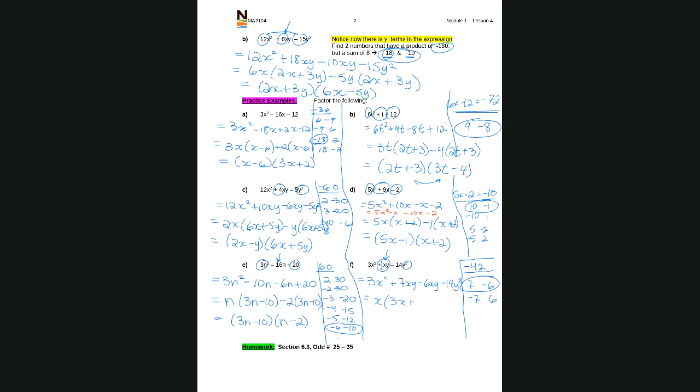Okay, common factor, each pair of terms. Okay, and there's the final answer. Okay, so again, you can practice some more with the homework questions from the textbook.